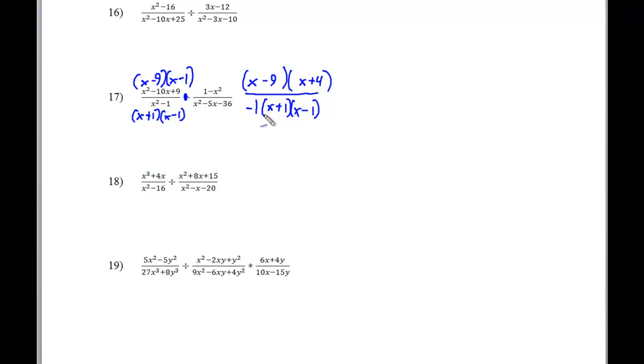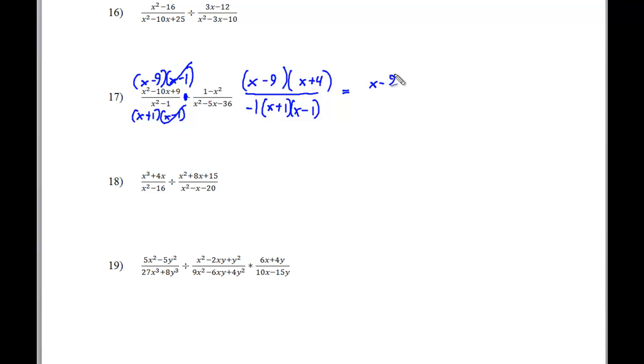Now, what's going to simplify here? Not a whole lot. I mean, the x minus 1s do go away, and that's it. The 2 on the numerator and the 2 are not going to simplify. They have to be above each other. So this problem is actually done.